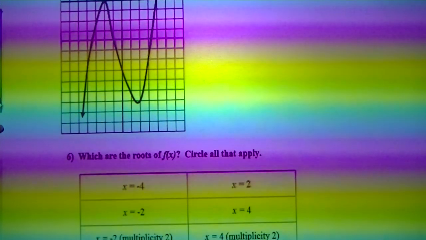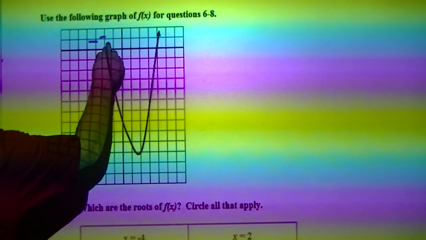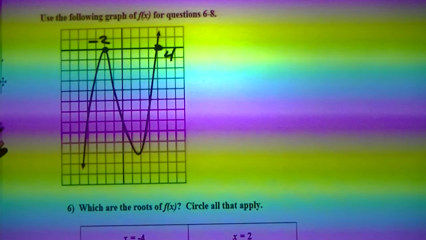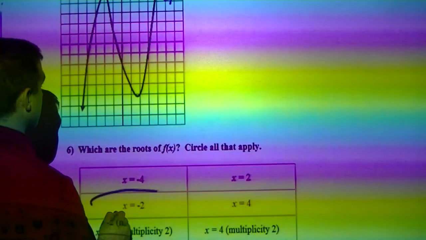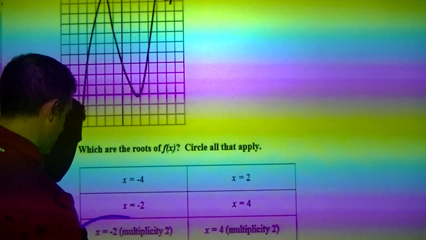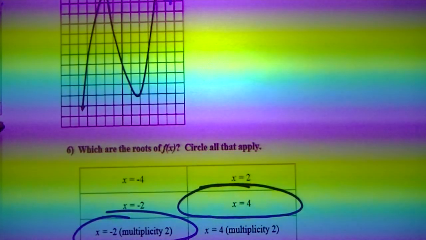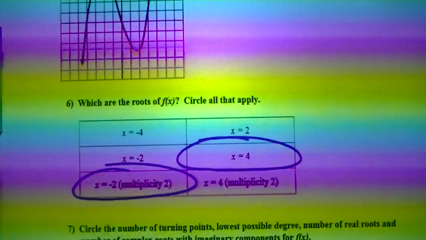For 6 through 8, use the following. Which of the following are roots? Well, this is going to be a double at -2. That's going to cross at 1, 2, 3, and 4. So what I have is -2 is a root. But actually, hold on, it's not just that. It's a multiplicity of 2. And 4 just crosses as it is. That's that answer. The reason why is that it touches. That's just going to touch.